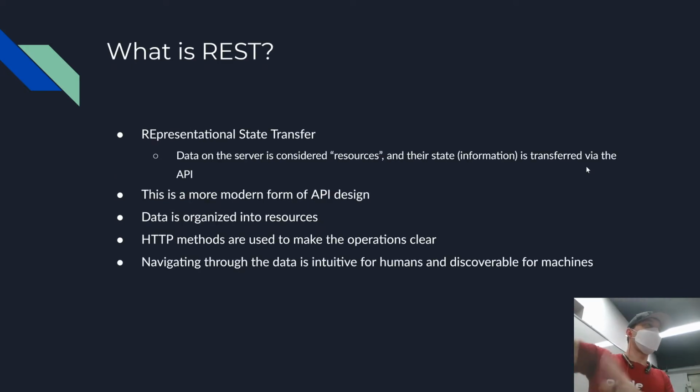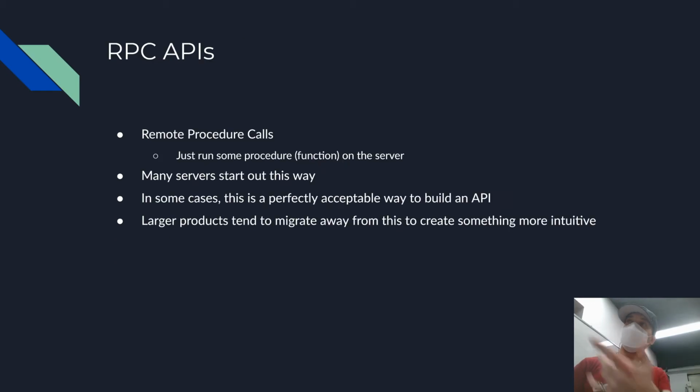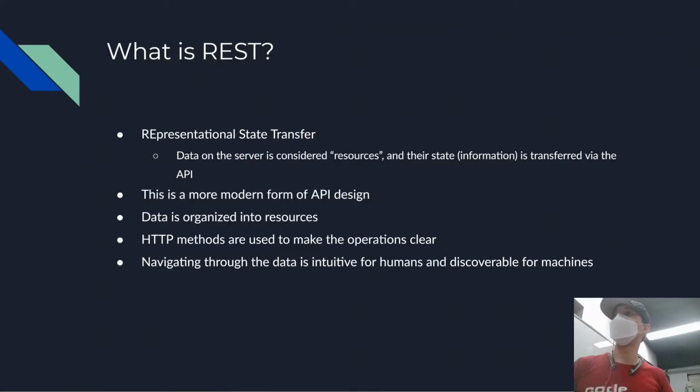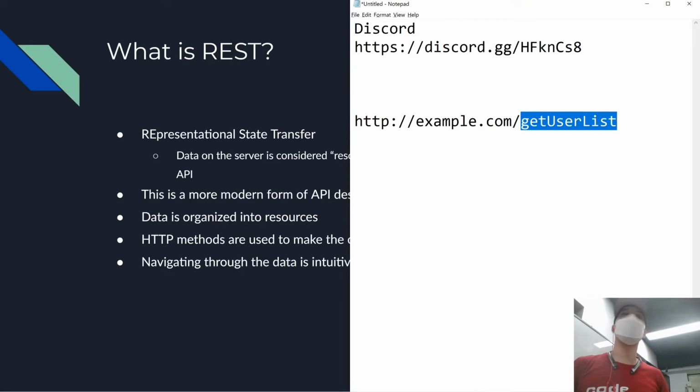Now, what is REST? This is what everyone's here for, right? It's short for Representational State Transfer. This is kind of the important bit. Data on the server is called a resource. For example, in the RPC example here, we have this get user list. User would be an example of a resource. If you come from a Java background, it might be a class. Actually most languages, this would be equivalent to a class.